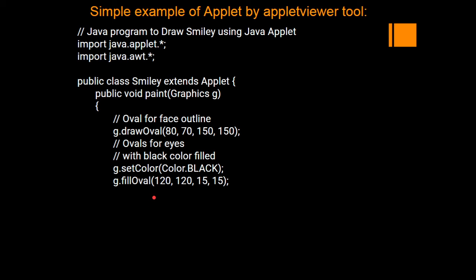In order to draw the eyes, it is the same thing here. You can see the difference here. This is drawOval, which will draw a transparent oval, and fillOval will draw a filled oval. Let us see the output in order to find out what is a normal oval and what is a fill oval. Again the same thing, the parameters 120, 120: this is the position of the first eye, the left eye, and 170, 120: this is the position of the right eye.